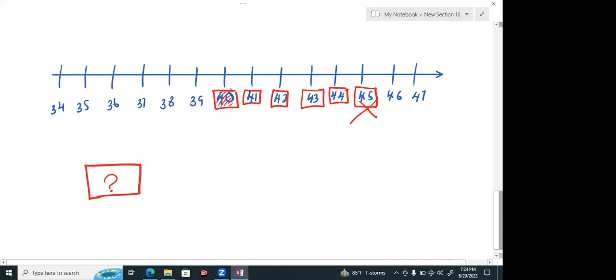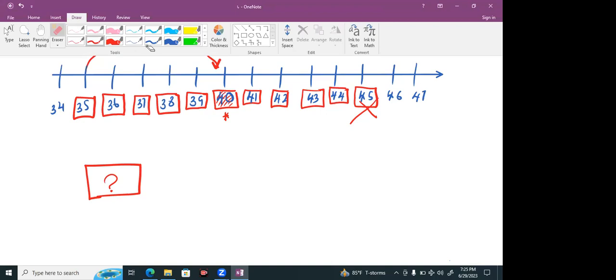What other numbers can there be? 39. Yes. When you round off 39 to the nearest multiple of 10, it is 40. 38, it is 40. 37 is also 40. 36 is also 40. 35, is it correct? Yes, because the nearest tens multiple to 35 is 40, the tens multiple after 35.